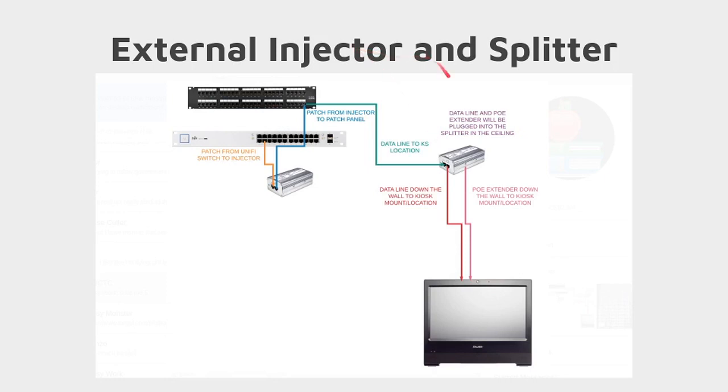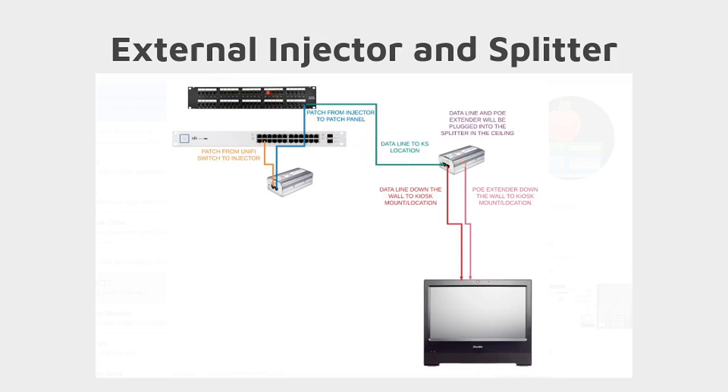Here's another example. In this example, we have both a POE injector and a POE splitter. So let's trace this one out. We have the switch here putting out data. It goes down into the injector. The injector sends both data and power on the same line. That's this blue line right here. Our green line will also have data and power, and that goes to our splitter.